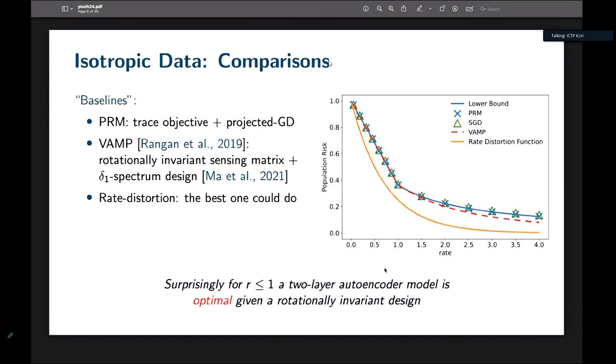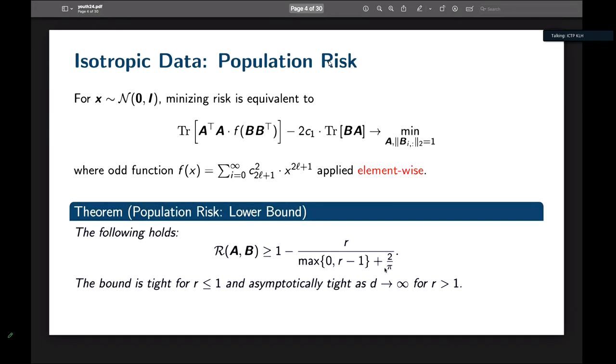Now, let me go into the nice visualizations. What you can see on the right is the evaluation of the lower bound and certain optimization algorithms. So let me go quickly through it. PRM will correspond to basically taking this trace objective, which is equivalent to the population risk, and just doing a gradient-descent-like algorithm on B and A.